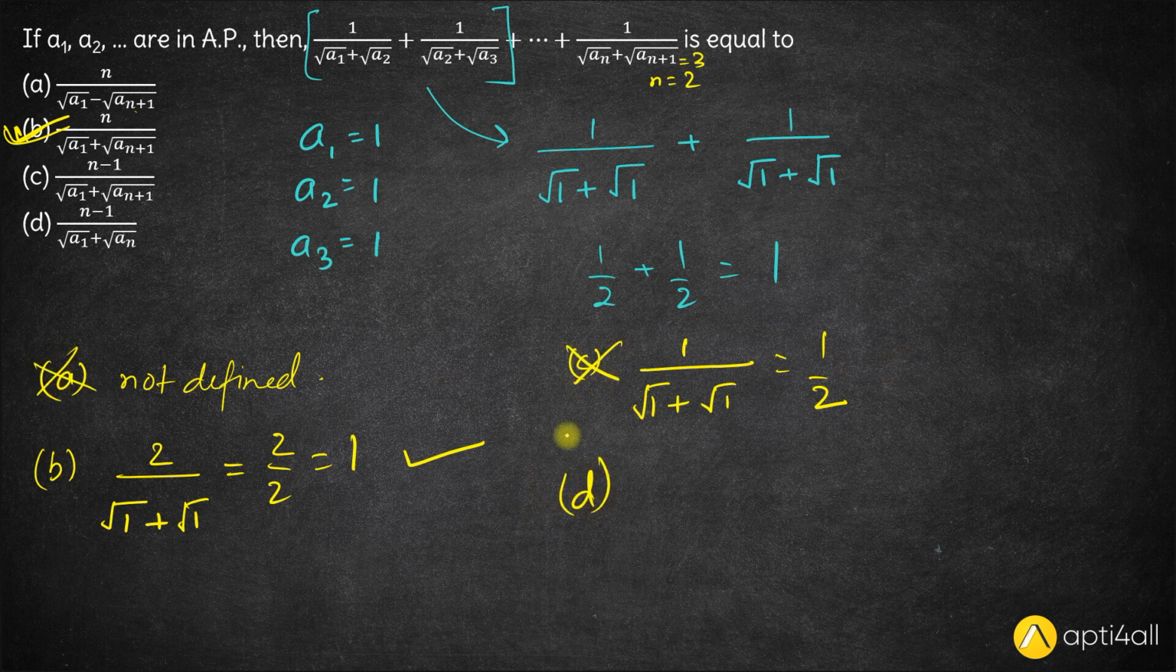And finally checking for D, we have n is 2. So 2 minus 1 is 1 upon root of A1 plus root of A2, which is also 1. So this again comes out to be 1 by 2, which should not be the answer. Hence this is also not the answer. So option B is the right answer here.